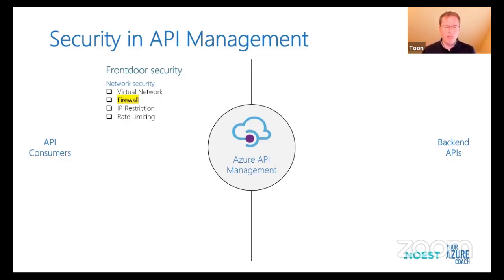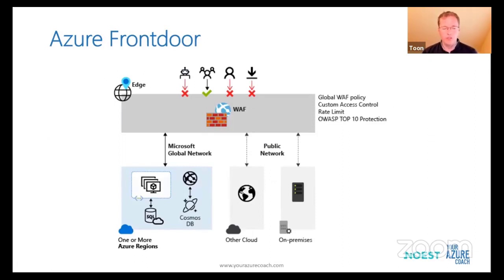So for this demo, for my scenario, I want to put a firewall in front of it, and I will take Azure Front Door as an example. It's important to note Azure Front Door is a global service, so it's not attached to a single region. It can be used as a load balancing solution between different regions. If you have an API management in West Europe and North Europe, you can put Azure Front Door in front of it.